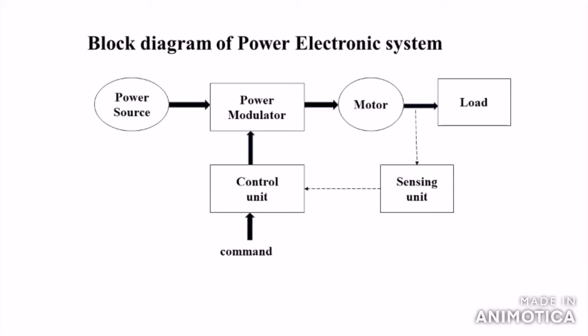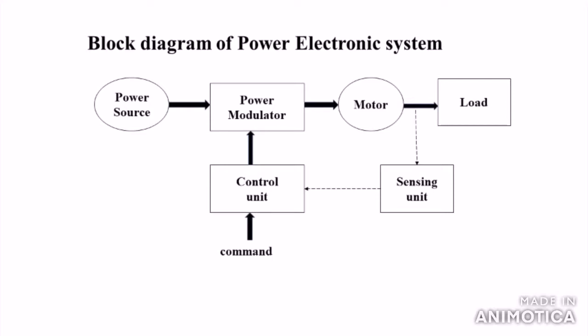Depending upon the requirement, the power source can be chosen as either an AC or DC voltage source. Next is the power modulator. The power modulator block is very important in a power electronic system. Let us take an example of a motor running a fan. In this case, the motor is used for running a load, and the load is a fan type load. Suppose the motor is a DC motor. Then the output of the power modulator should be DC. Similarly, if the motor is an AC motor, the output of the power modulator should be AC.